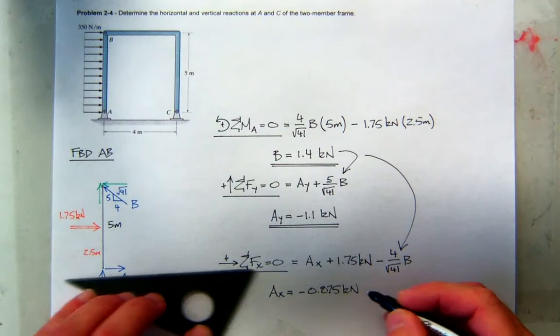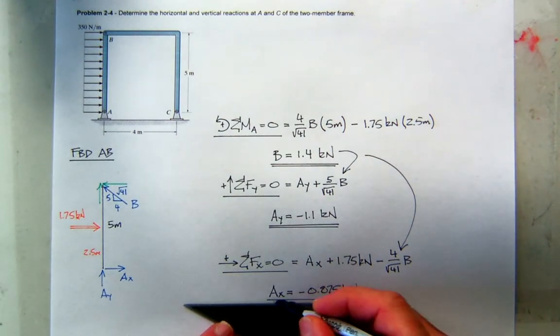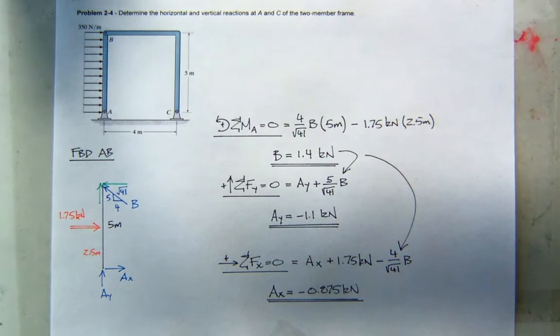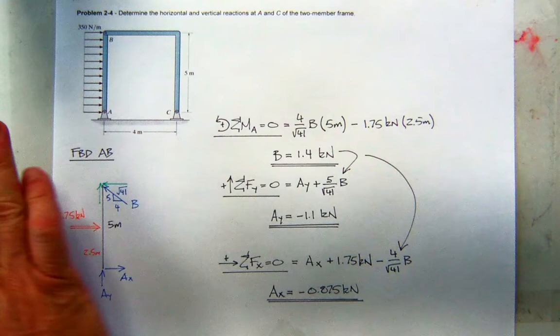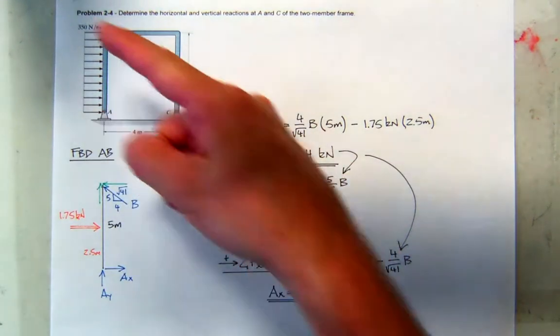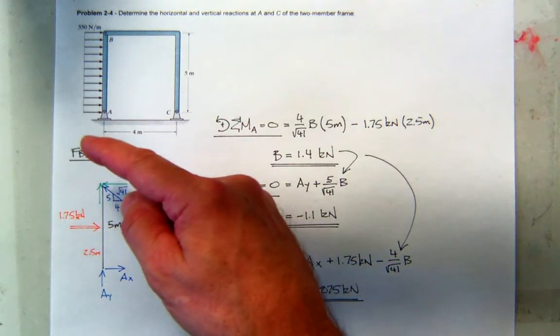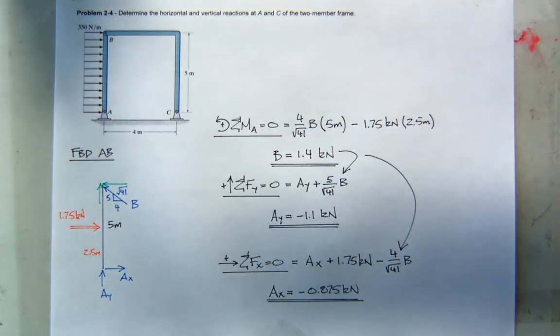Well, that was surprisingly more difficult than I thought. Okay. That kind of makes sense. This structure is being pushed to the right. Now, I know my big support here is helping balance that, but the reaction is a little to the left, so the reaction is still having to hold some of that horizontal force back.